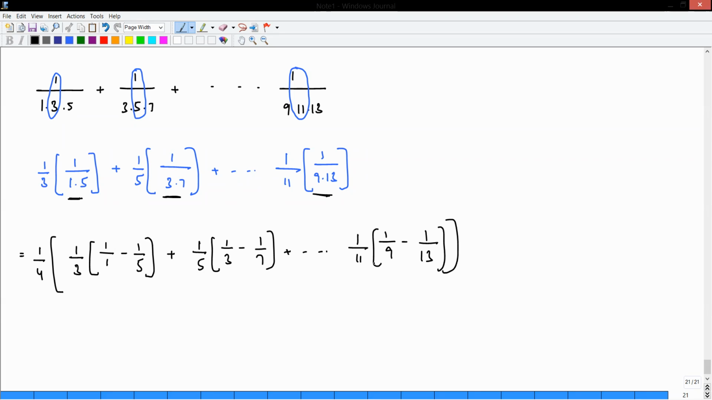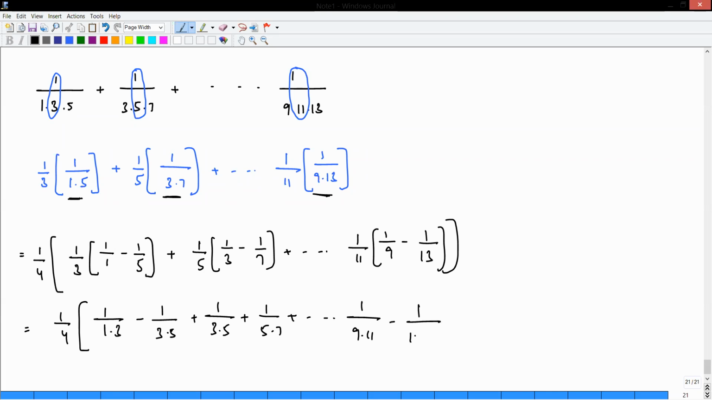How do you write it? 1 by 1 into 3 minus 1 by 3 into 5 plus 1 by 3 into 5 minus 1 by 5 into 7, and so on, up to 11 into 13. Now, two terms in the denominator, but anyway, everything cancels. You'll be left with 1 by 4 times 1 into 3 minus 11 into 13.